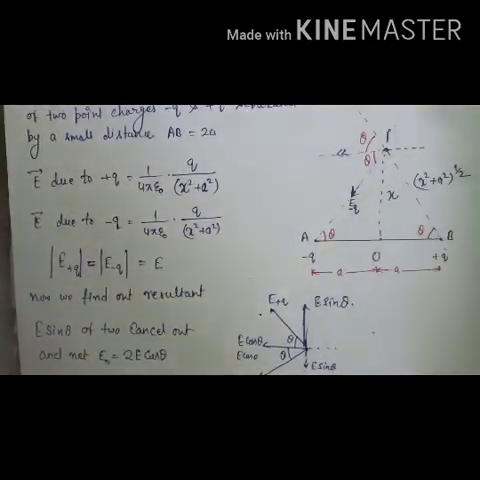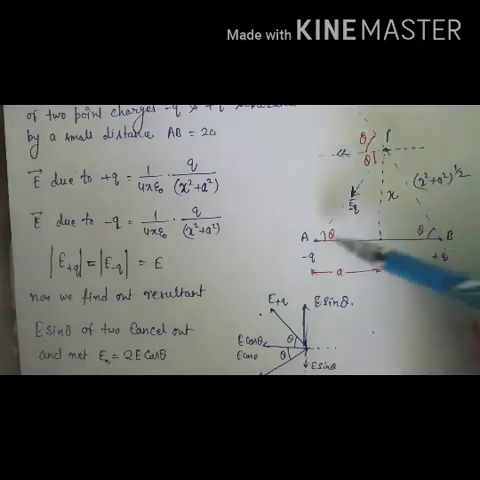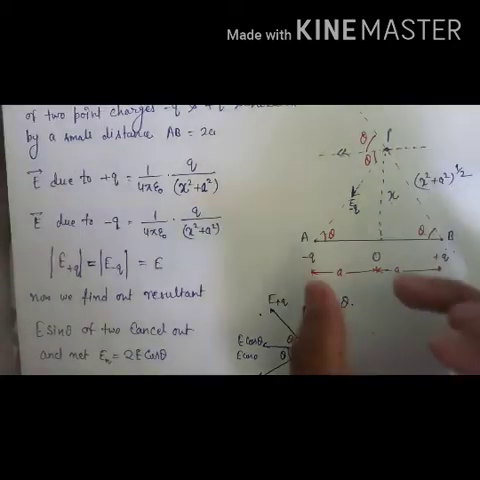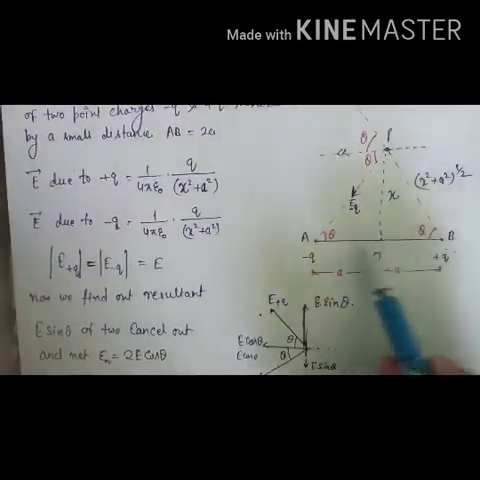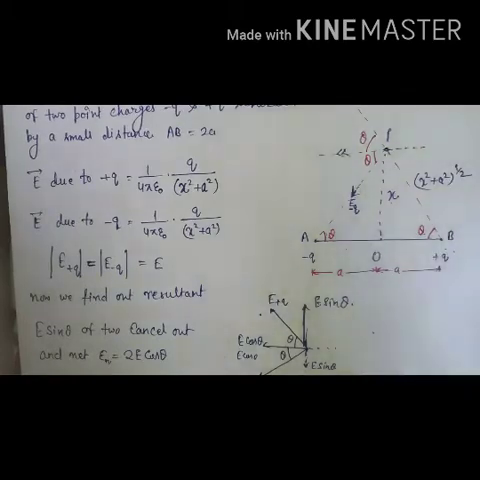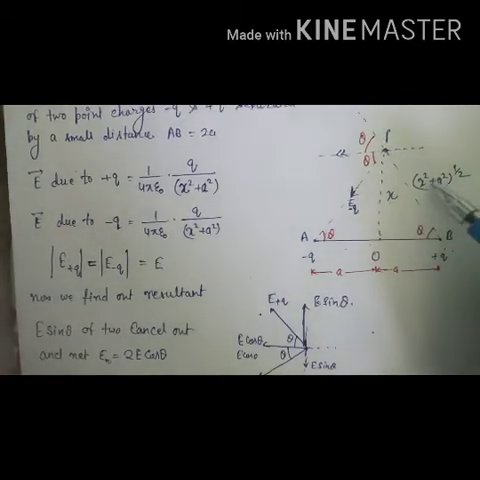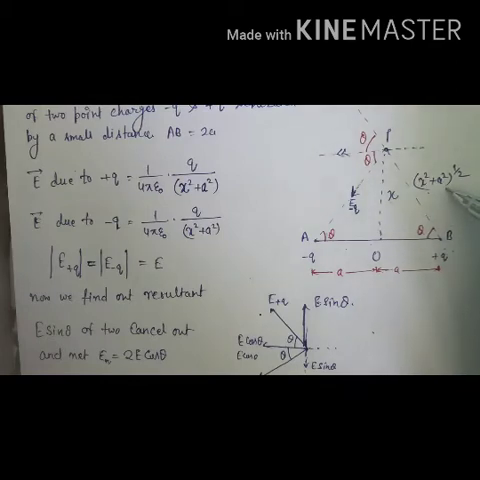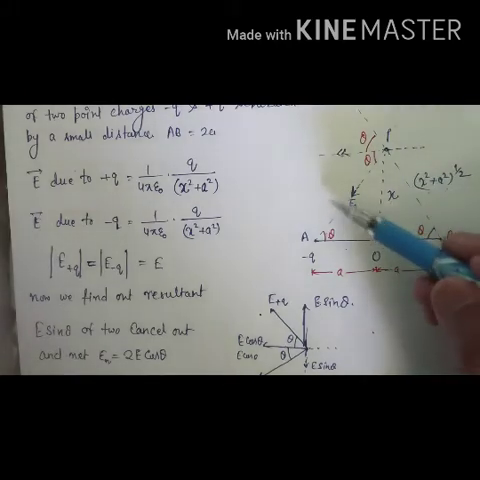So we simply find the electric field intensity due to plus q. This is an isosceles triangle. So we have this theta and this theta, the perpendicular distance we take as x, and the bases are a and a. So we have the hypotenuse, square root of x square plus a square, and similarly the other is square root of x square plus a square.